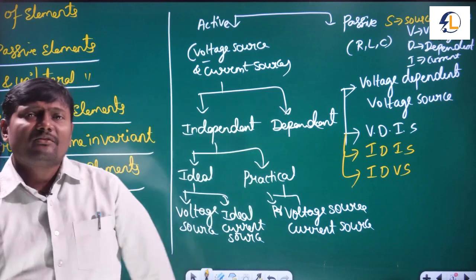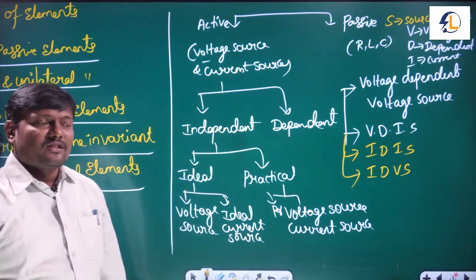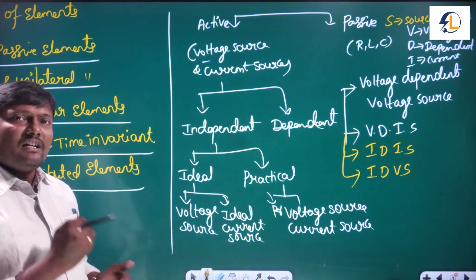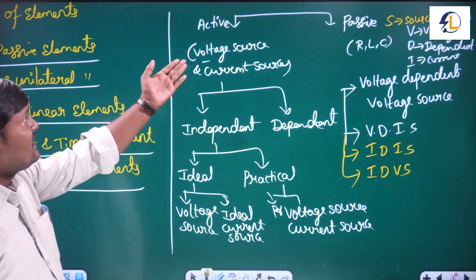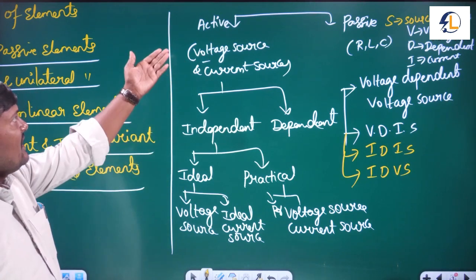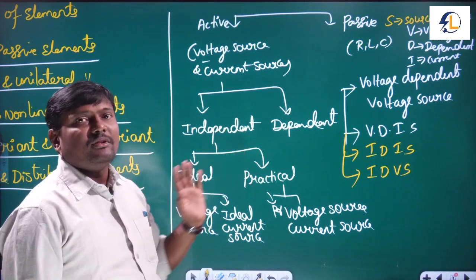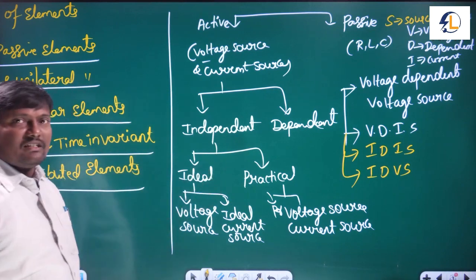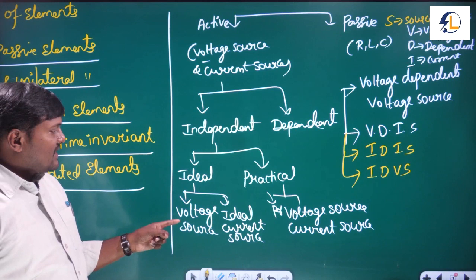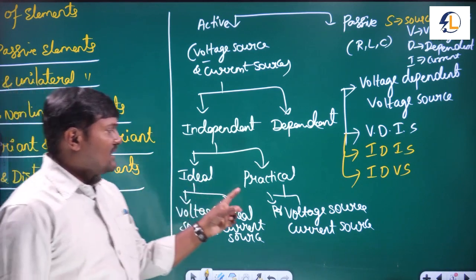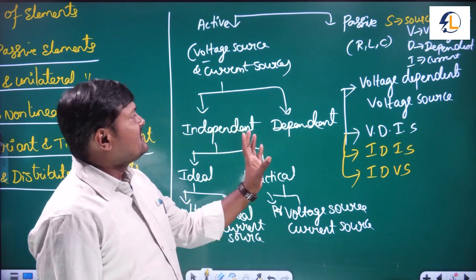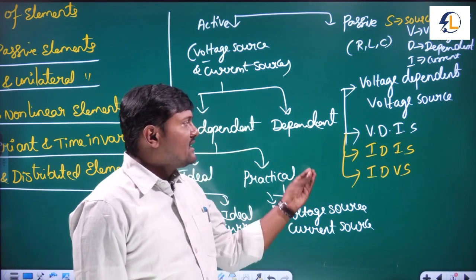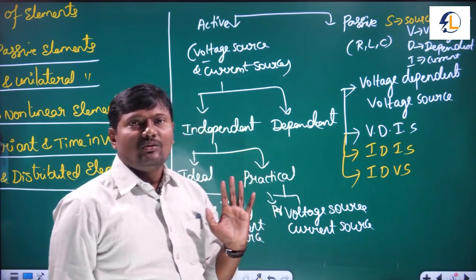See here, we are having 5 classifications. What are those classifications? Active and passive, linear, non-linear, lumped, distributed, time variant, time invariant, bilateral and unilateral. Again, in active and passive elements, in the active elements, independent sources and dependent sources are present. The independent are divided into ideal and practical: ideal voltage source, ideal current source, practical voltage source and practical current source. In the dependent, we are having voltage dependent voltage source, voltage dependent current source, current dependent current source, and current dependent voltage source.